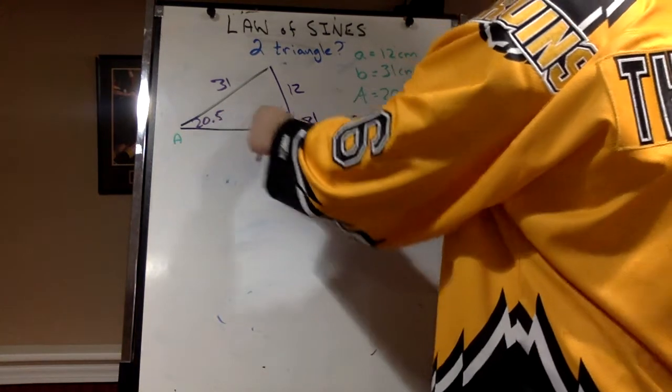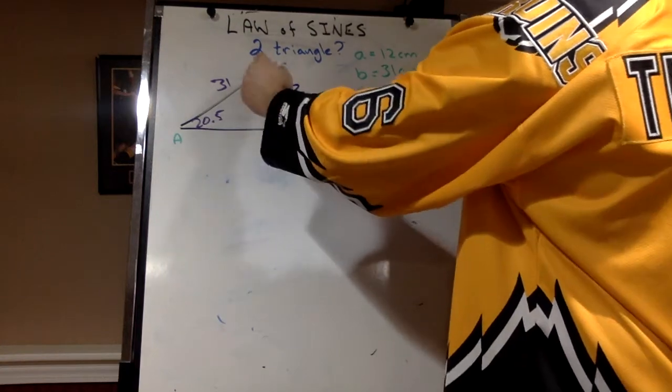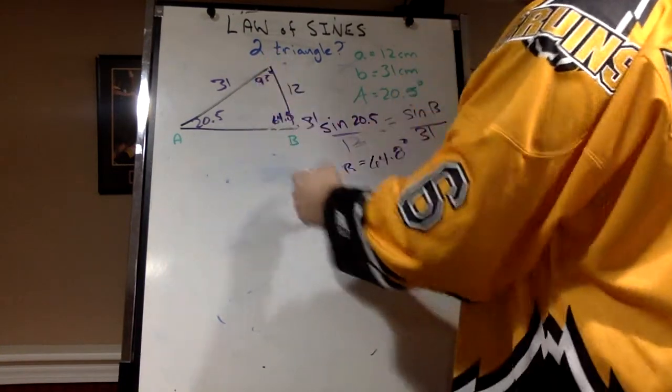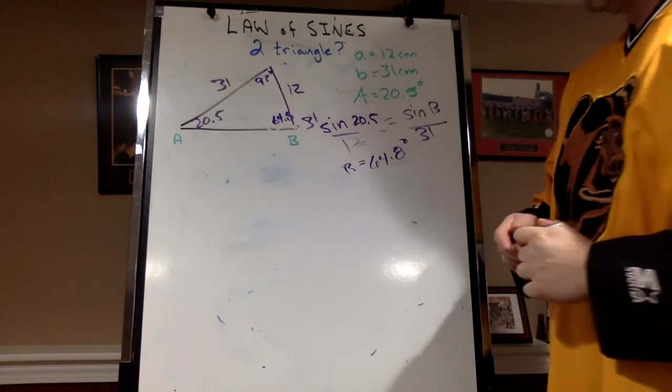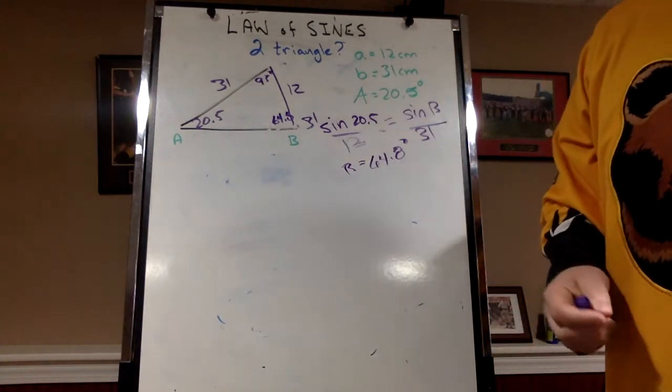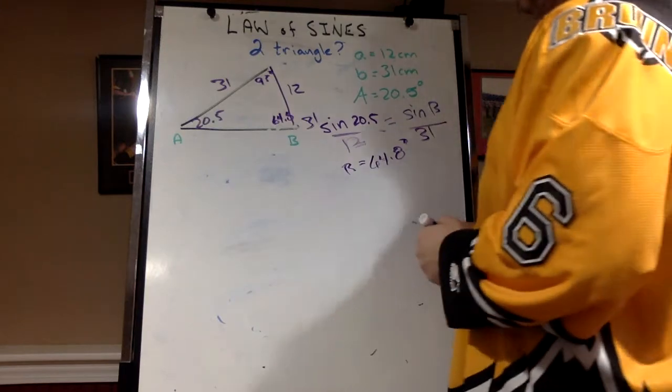Now, I could do 180 minus those two if I needed to find that third angle. So about 95 degrees if I want to figure that out. And then I could do law of sines to find the third side. Okay? Now, let's look at this other triangle, because we should be able to understand that.